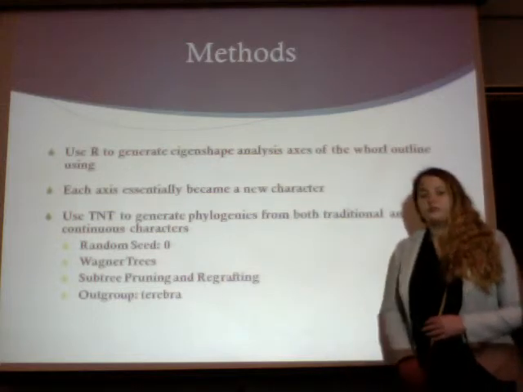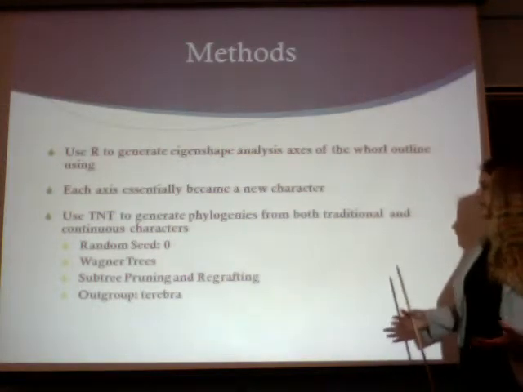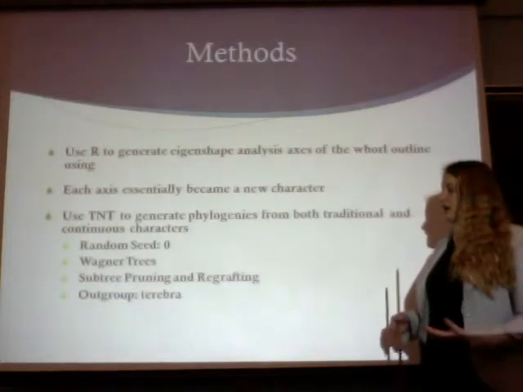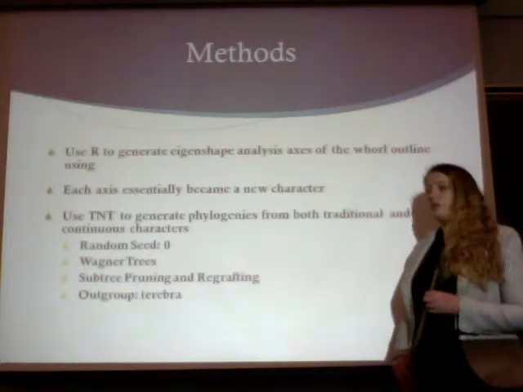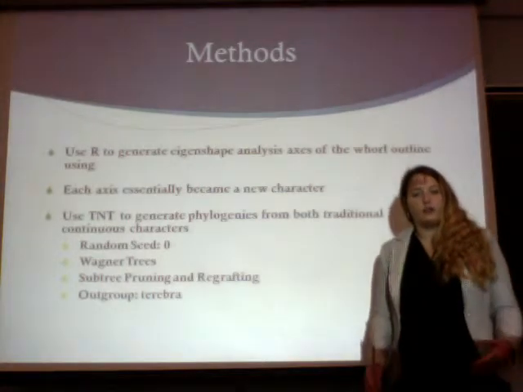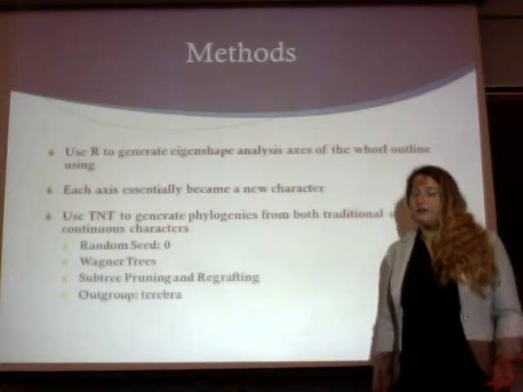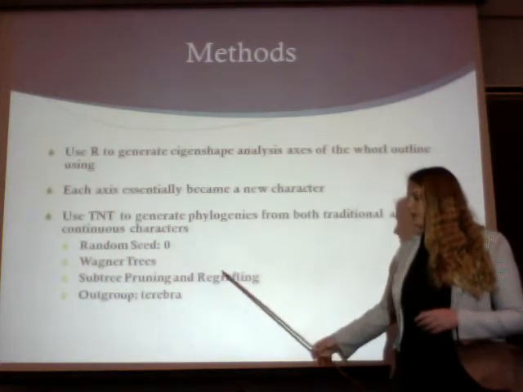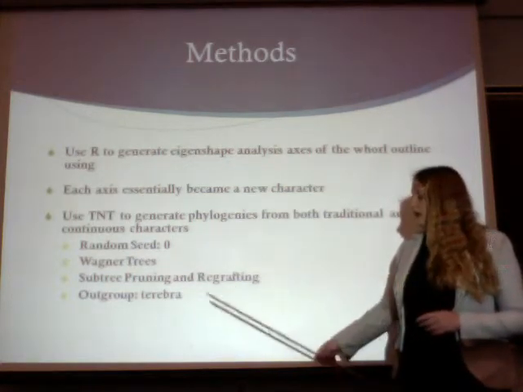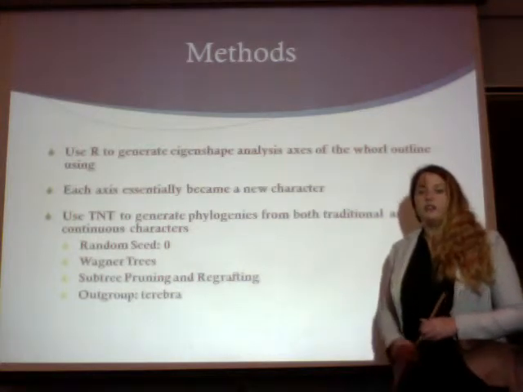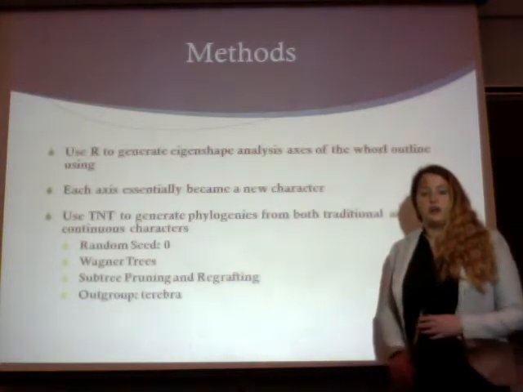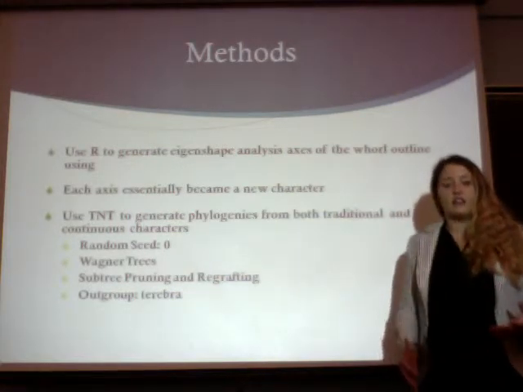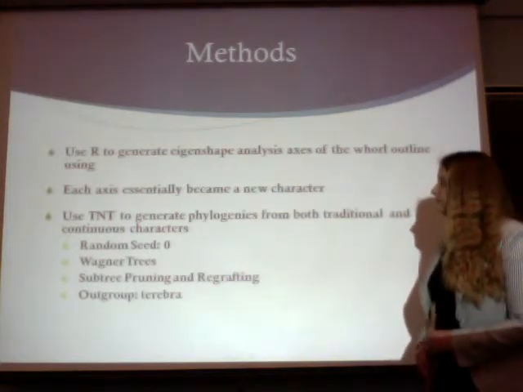So then I used a program, TNT, to create phylogenies from both the traditional and continuous character datasets, as well as combine them. Now, in order to keep aligned with what Dr. Smith did, I set the random seed at 0, used the Wagner trees, subtree pruning and regrafting, and I outgrouped Turritella since that is actually not from Panama. So I could set that as an outgroup for my data set.